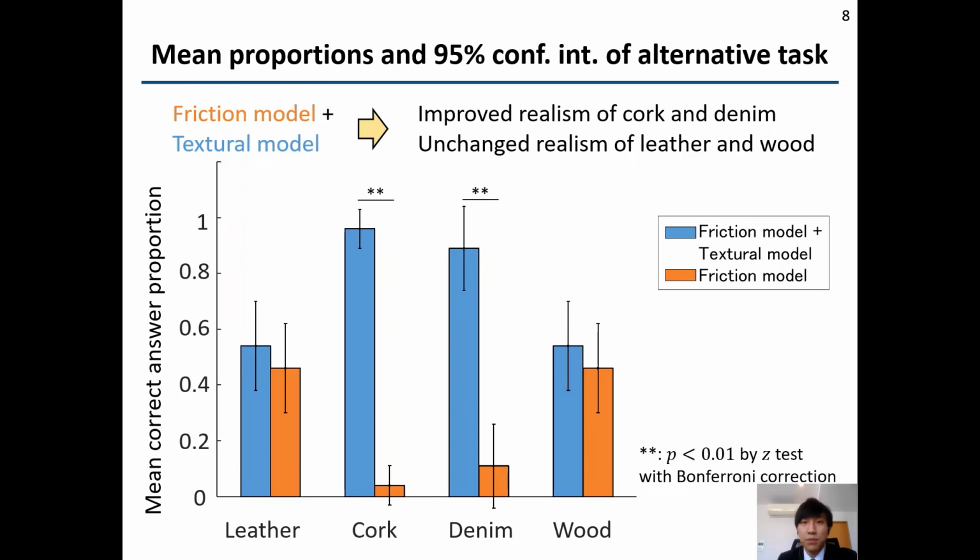This shows the mean proportions of participant answers and their 95% confidence interval. Blue bar shows the proportions that the combined model was selected as more realistic, and orange bar shows the proportions of friction model only. For cork and denim, the combined model was preferred. In contrast, there was no significant difference between the two stimulus conditions for the leather and wood. So, the effect of the method depends on the types of texture.